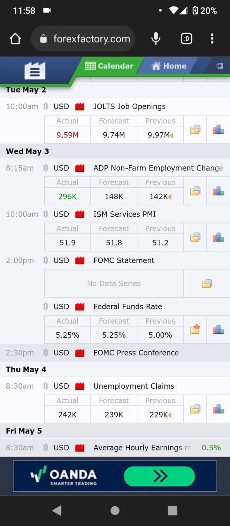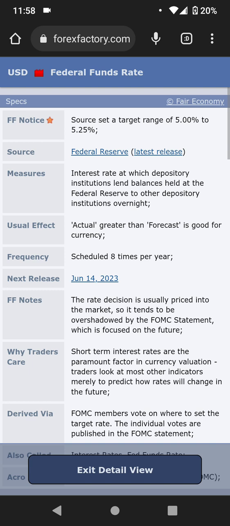So let's go look at it. It has a star on its box. See, it said FF notice star. See it up at the top? It says it set a target range of 5% to 5.25%, which is an increase, right? Which is an increase, meaning that might possibly be a buy signal too. But let's read on to it and understand exactly what this is.